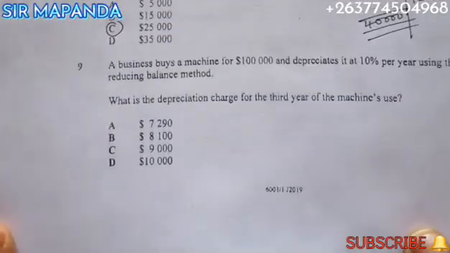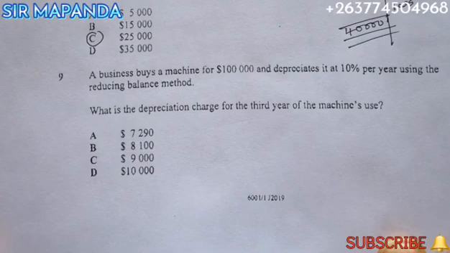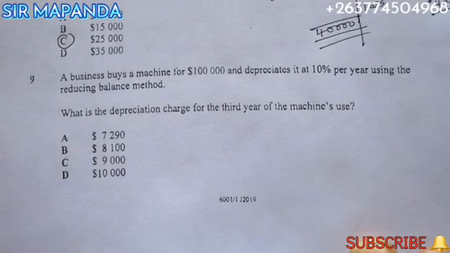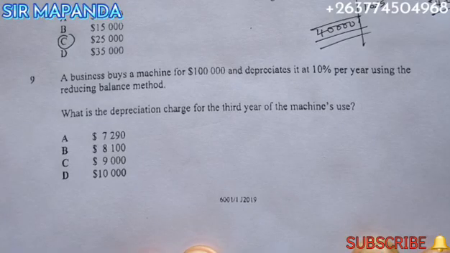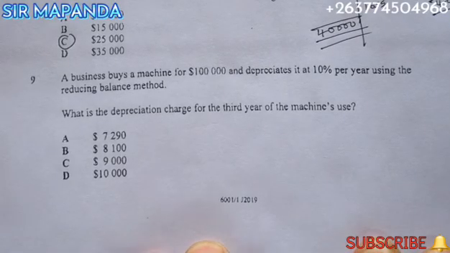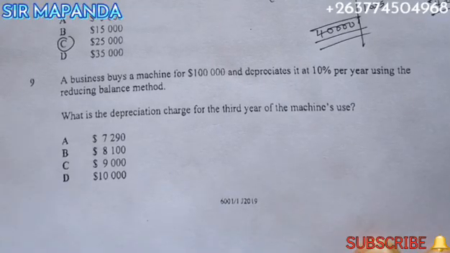We move on to question number 9. It reads, a business buys a machine for 100,000 and depreciates it at 10% per year using the reducing balance method. What is the depreciation charge for the third year? So the question is not asking you to find the accumulated depreciation at the end of the third year, but it is asking you to find the depreciation that was charged in the income statement in the third year.